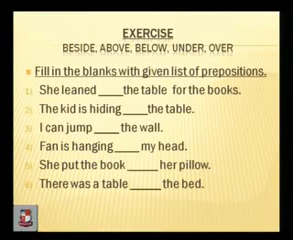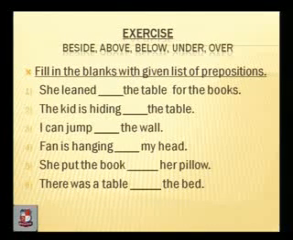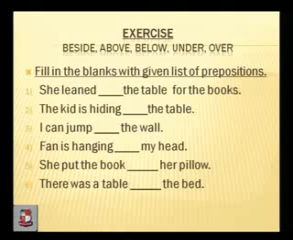Exercise: beside, above, below, under and over. So we are supposed to use these 5 given prepositions in the following blanks. First, she leaned over the table for the books. The kid is hiding under the table.